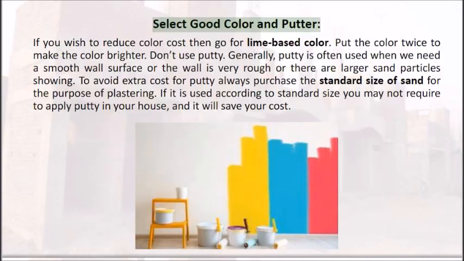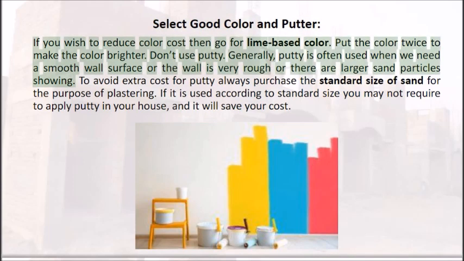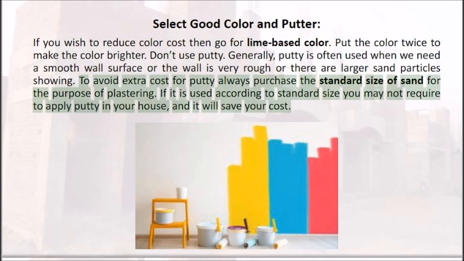Select good color and putty. If you wish to reduce color cost, then go for lime-based color. Put the color twice to make the color brighter. Don't use putty. Generally, putty is often used when we need a smooth wall surface or the wall is very rough or there are larger sand particles showing. To avoid extra cost for putty, always purchase the standard size of sand for the purpose of plastering. If it is used according to standard size, you may not require to apply putty in your house, and it will save your cost.